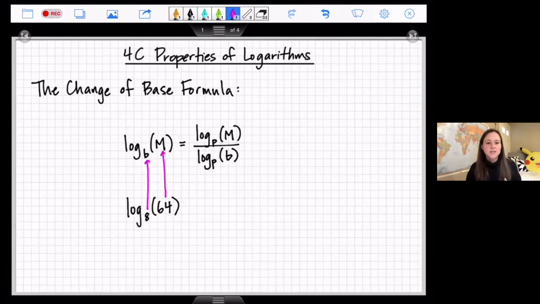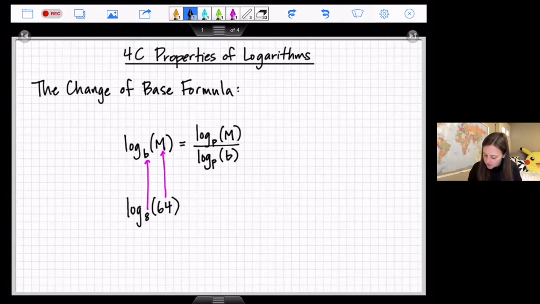So over on the right, we can see where the m and the b are. Those are now the arguments of these logarithms. And this new letter has popped up, this letter p. That letter p can be any base that you want. So I could pick p equals 2, p equals 10, p equals pi. Any value will work for p. This formula always works. I'm going to pick p equals 2 just to illustrate that this formula works.